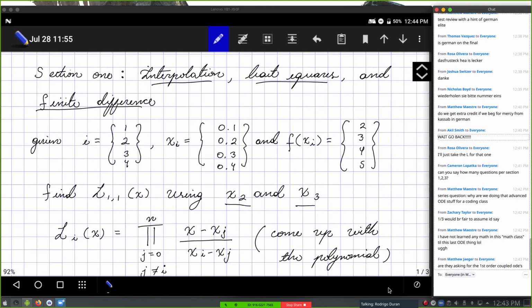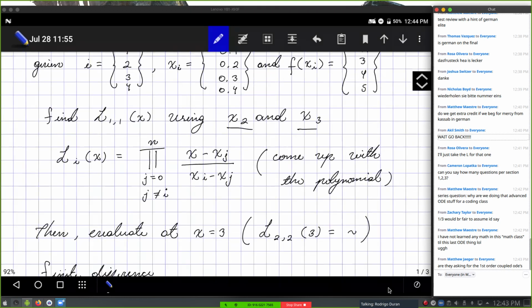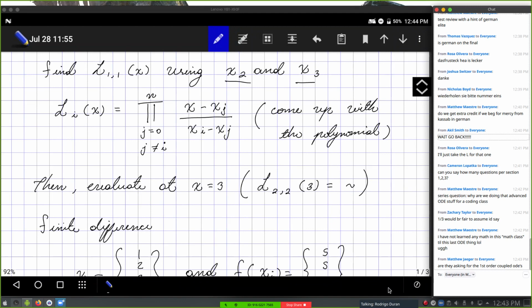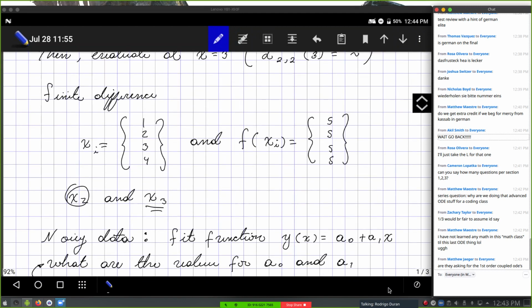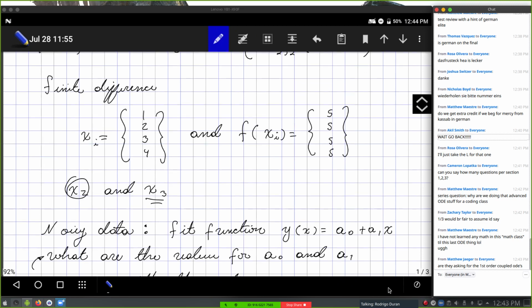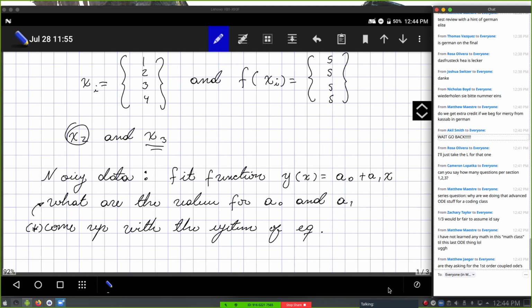They will give you your data points. You have to know how to find the Lagrange polynomial, how to evaluate the Lagrange polynomial. Then for the clamp conditions section, you have to use finite difference to evaluate those first derivatives at those endpoints, at those clamp points. And for this, we're going to use the finite difference method. You can find it on your formula sheet.